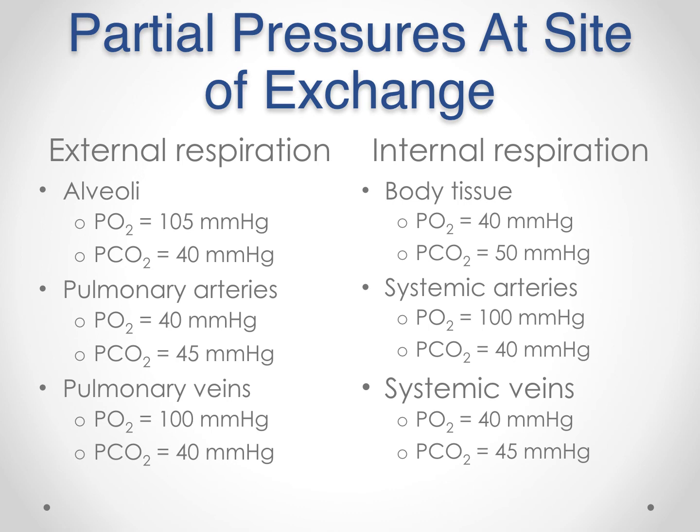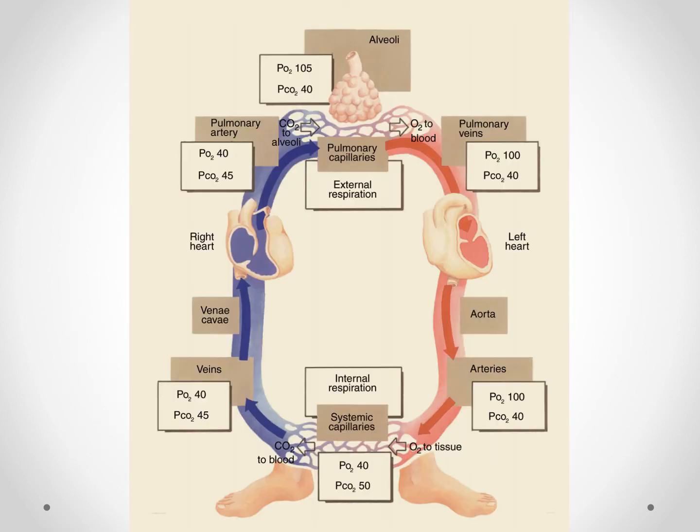Last but not least, your systemic veins. They've dropped off the oxygen at all major body parts and picked up the waste product of carbon dioxide. So again, that accounts for the discrepancy of partial pressures: 40 millimeters of mercury for oxygen and 45 millimeters of mercury for carbon dioxide. This last slide is simply to show all of the numeric values that we saw on the past page in relation to our idea of circulation from the last chapter.